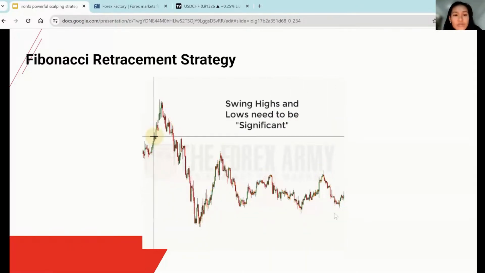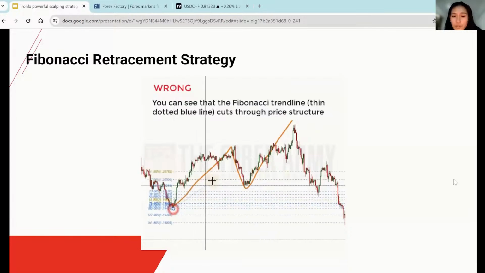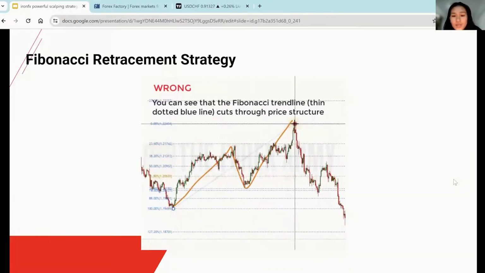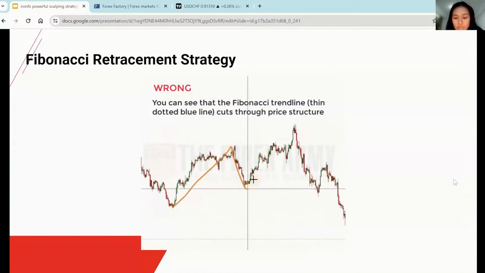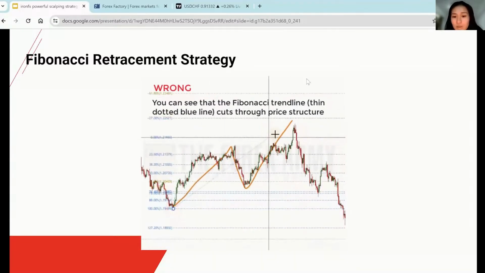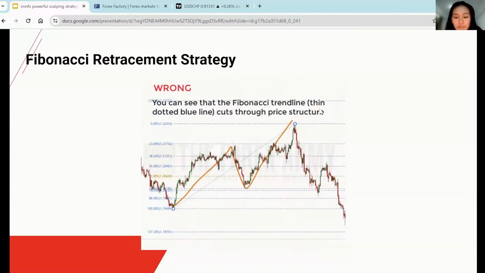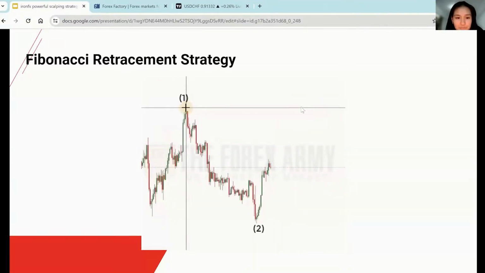Okay, basically you're looking out for a clear market structure. Another thing that you should look out for is to make sure that the Fibonacci trend line doesn't cut through the price structure. So you want to make sure that it follows the market structure as closely as possible. So here you see we've drawn out the shape of the market structure, but we're cutting through price structure instead of following our market structure here.